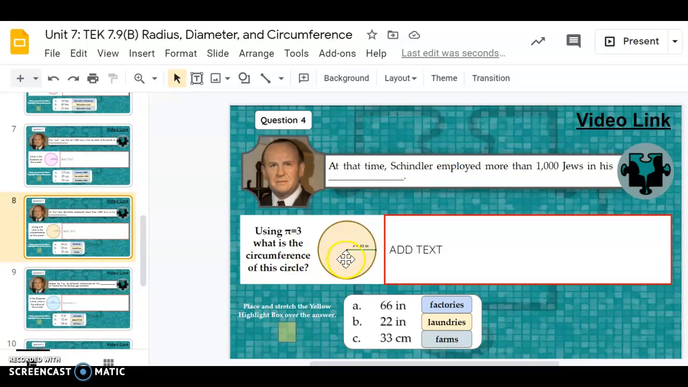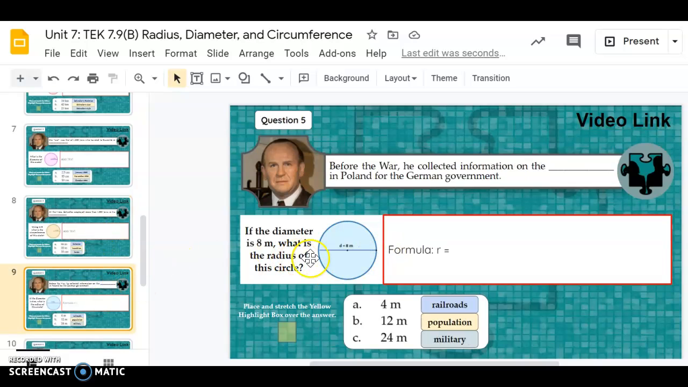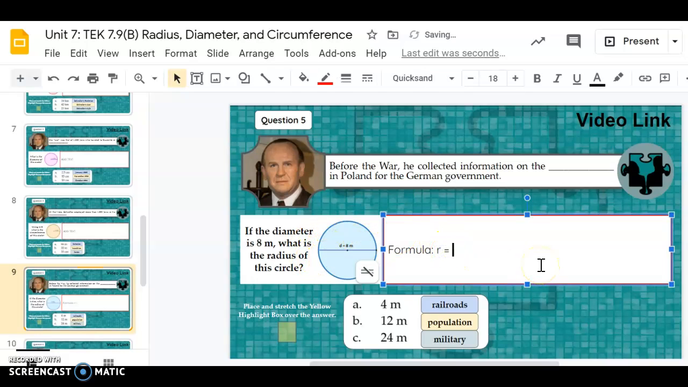See, radius only goes from the center to the outside. Diameter goes all the way around. See, if I just had the center here and went down that way, then I would just have my radius. Or I have 2 radiuses stuck together to make my diameter. You see that? So my radius equals my diameter divided by 2. Okay, so that's my formula. I need half of my diameter to make my radius.